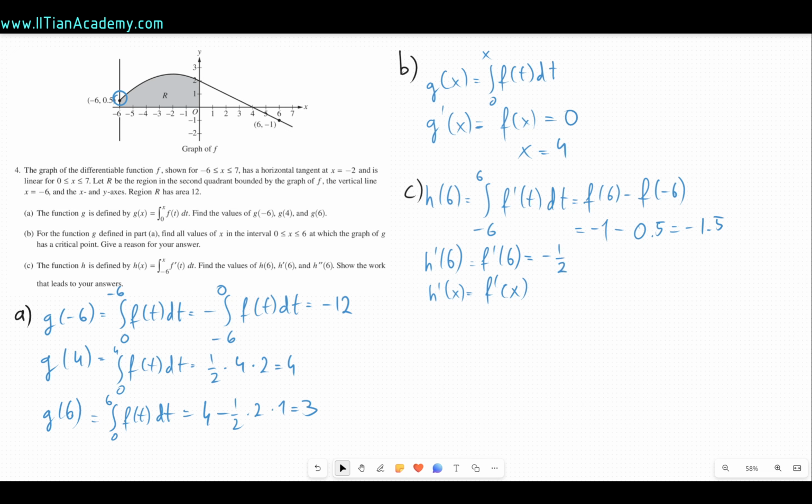We know that f prime of 6 is simply the slope at this point, and the slope of this linear line is minus 1 over 2. And then finally, h prime prime of 6 is going to be f prime prime of 6, so the second derivative. Again, we can just take the derivative of both sides of this equation. And well, since this is a linear line here, the second derivative of a linear line, straight line, is simply going to be 0.